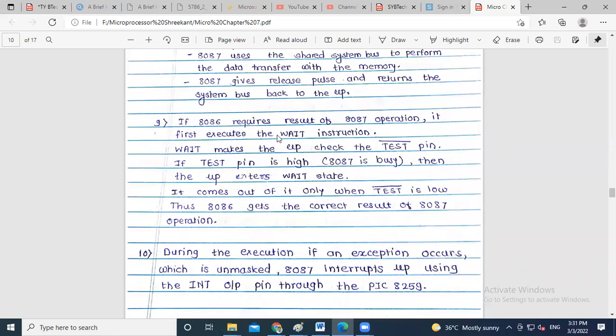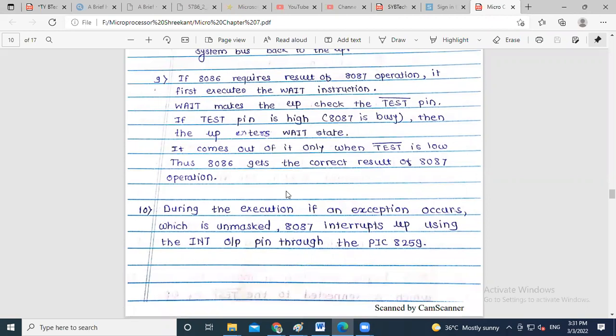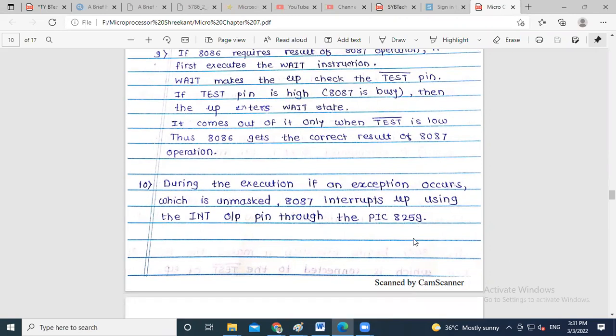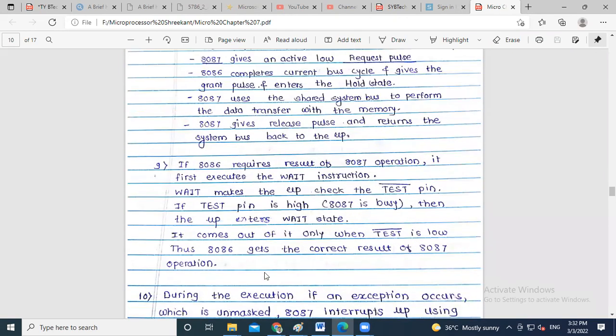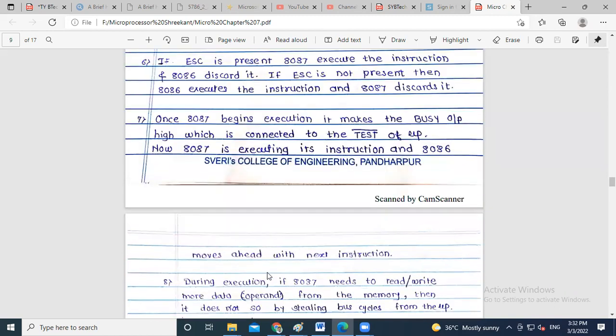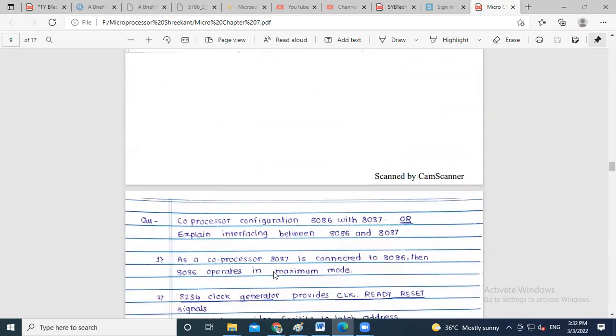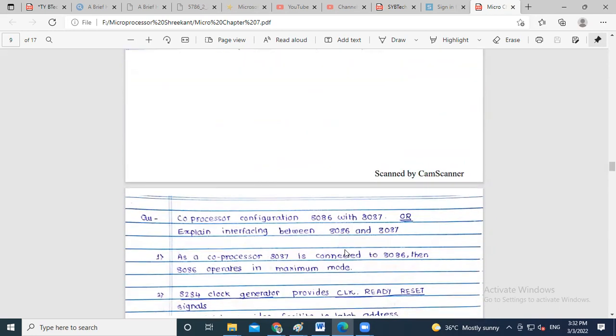And some more: the 8086, the main processor, can request the result of the 8087 operation for the execution of the WAIT instruction. During this execution, an exception may occur which is unmasked. Unmasked means what? Non-cleared interrupts of the 8087. Using this, the microprocessor's interrupt output pin, through the configuration, is going to be handled by the 8259 controller, as we studied in the fifth unit of this microprocessor. So these all 10 points are very, very essential, very important features of 8087 interfacing with 8086.